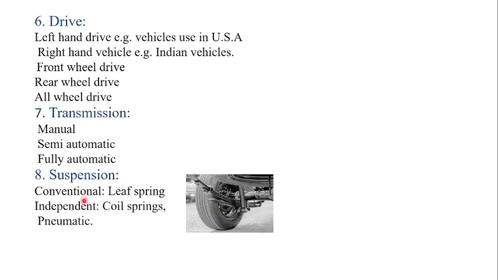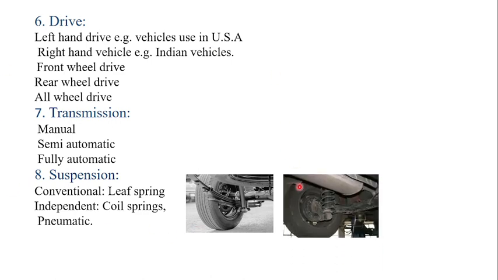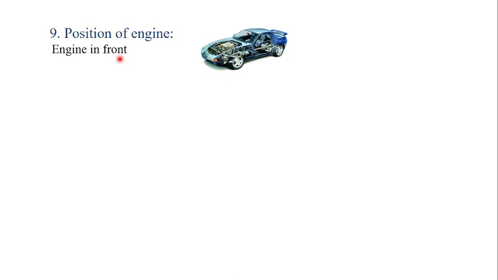Next is independent type. It is coil spring, pneumatic. These are the coil spring type which are placed on the chassis body, which absorbs shocks from the vibratory body. Next, position of engine. Engine may be placed in front. These are the image of engine which is placed in the bonnet of the car.